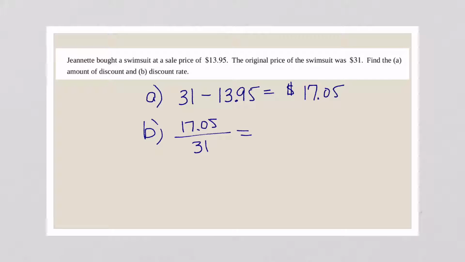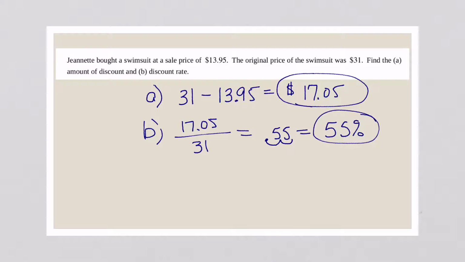So on my calculator, typing in 17.05 divided by 31, and I get 0.55, but that is not the rate until I turn that into a percentage. So I got to scoot that over 2 places, and I get that she got a 55% discount. These are your 2 answers that you're looking for in this problem.